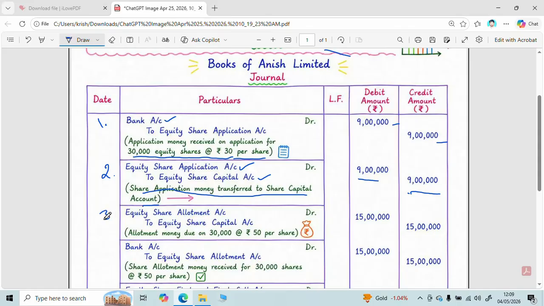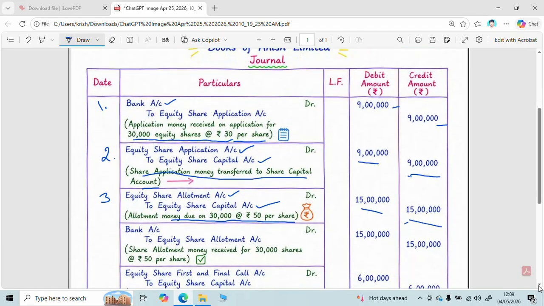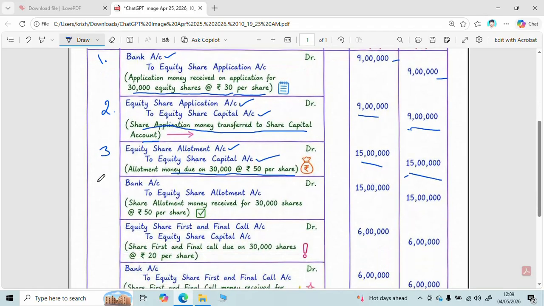The third entry is for the due of allotment money. For this transaction, you make a journal entry as equity share allotment account debtor to equity share capital account. Allotment money due on 30,000 equity shares at the rate of 50 rupees per share. Total 15 lakh rupees. This is the third entry.